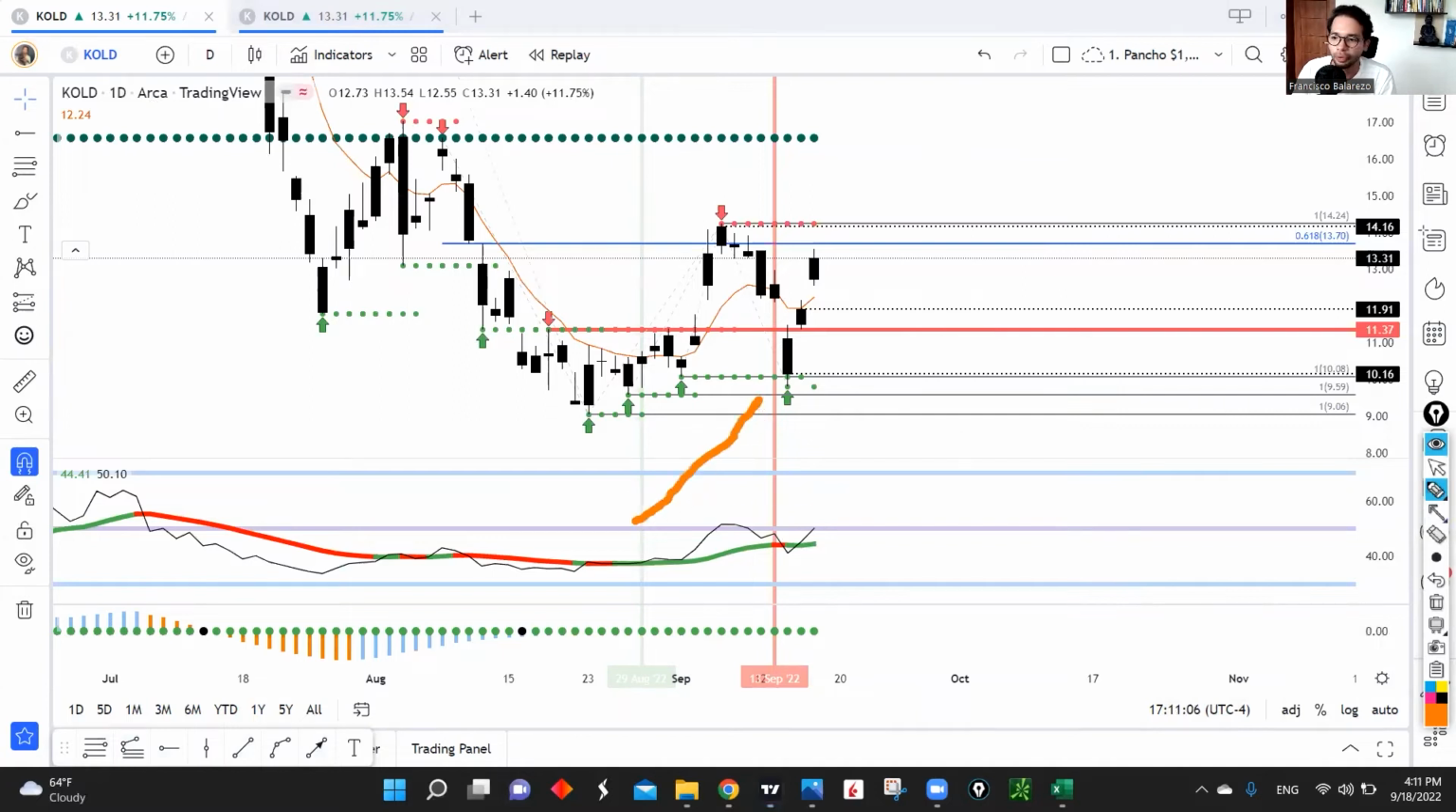So you can see kind of the same thing in KOLD. We have this gap down right here on KOLD. And this was exactly the day that I entered, but I didn't enter this based on the chart of KOLD, right? I entered this based on the chart of UNG.